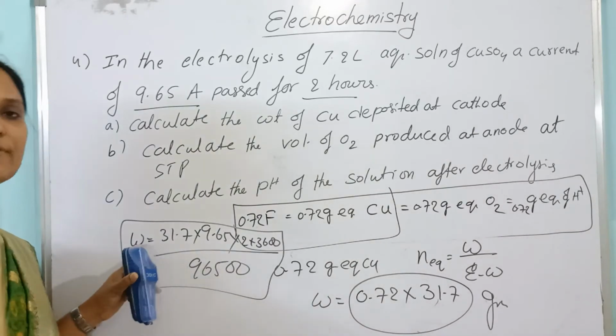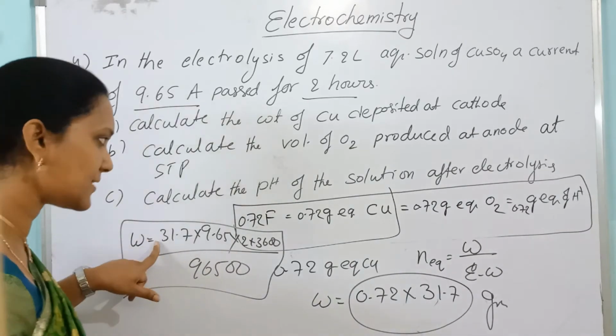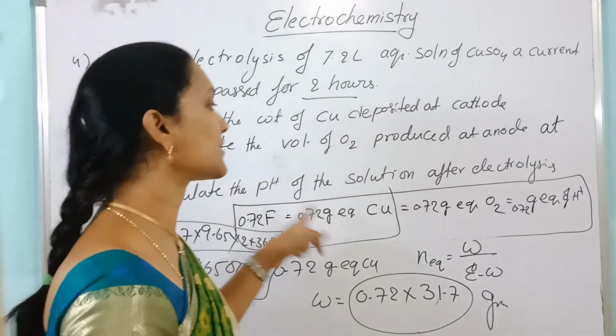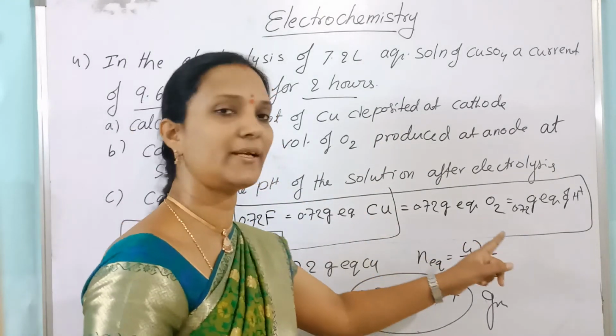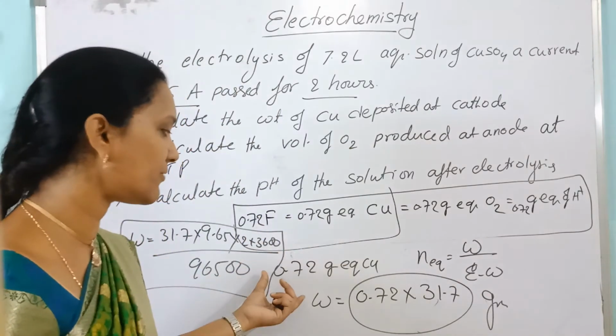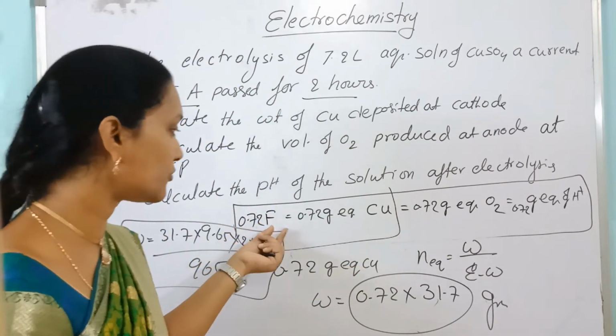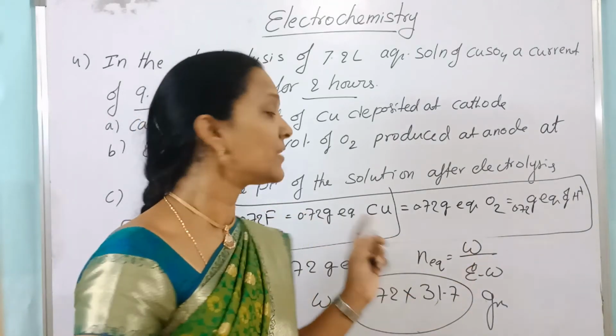Using this formula also we can find the mass. Or we can first find the Faradays, because they are asking pH also. That's why this method is better. First, Faradays: how many Faradays are we getting? 1 Faraday is 1 equivalent, so 0.72 Faradays. This method only is better.